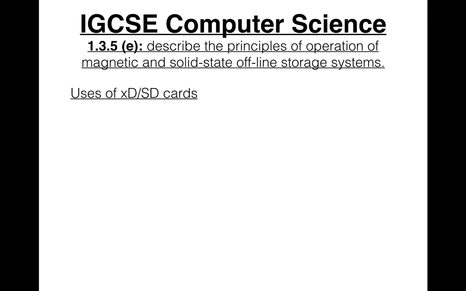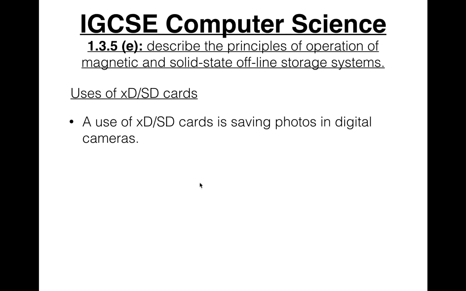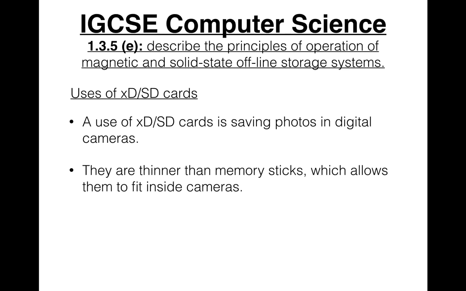Uses of XD or SD cards. A use of XD or SD cards is to save photos in digital cameras. They are thinner than memory sticks, as you saw in the first slide, which allows them to fit inside cameras. So instead of having a memory stick sticking out of the camera, we have something that goes in the camera, so less chance of it falling out.